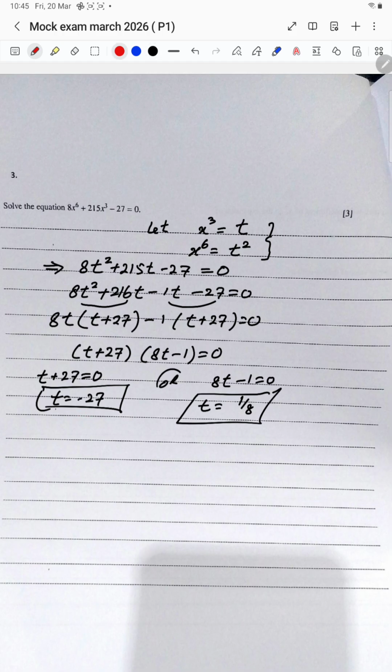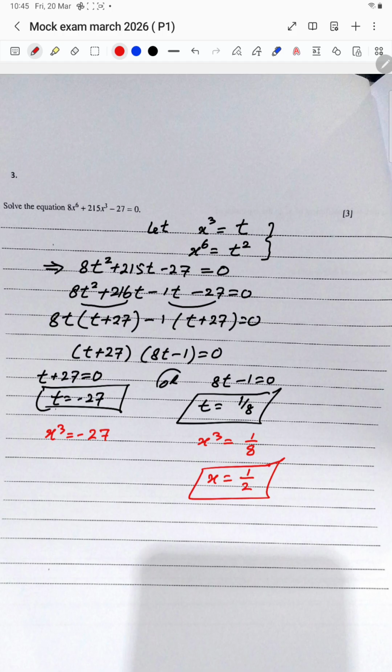Now replace this t with what we get: x cube equals minus 27, and here x cube is equal to 1 by 8. When you take the cube root of 1 by 8, you will get 1 by 2.